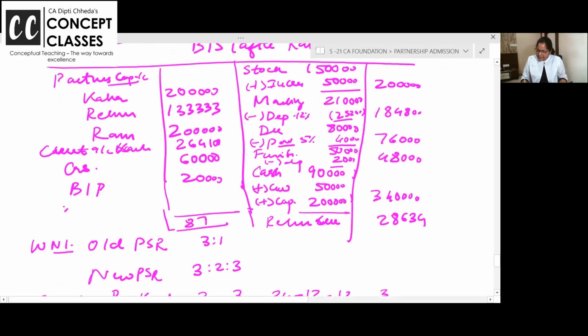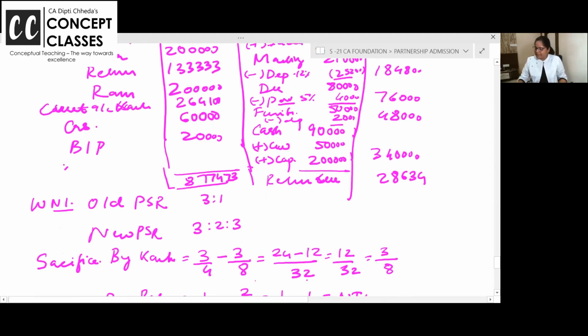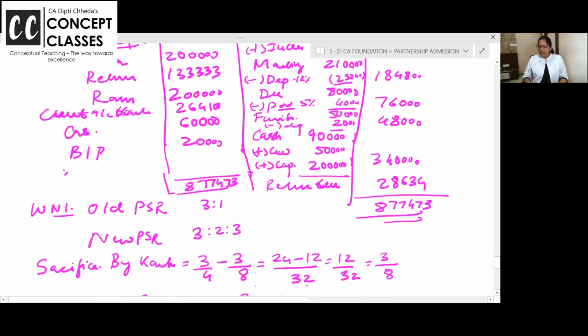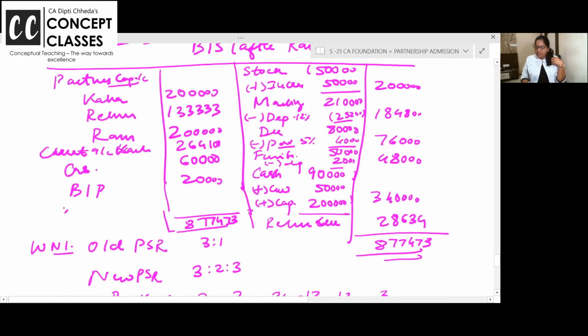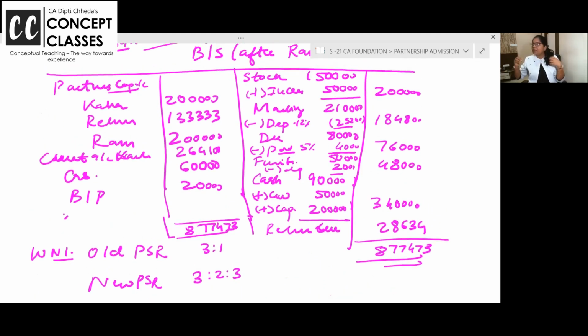8,77,473. That's the total. Up to this level, problems do get asked. Just look at how many 3-4 adjustments there were in the revaluation and reserves. Does anyone in the class have a doubt or want me to re-explain? If not, check the balance sheet. I'll give a break after one more problem, just 2 minutes and I'll be back. You check this.